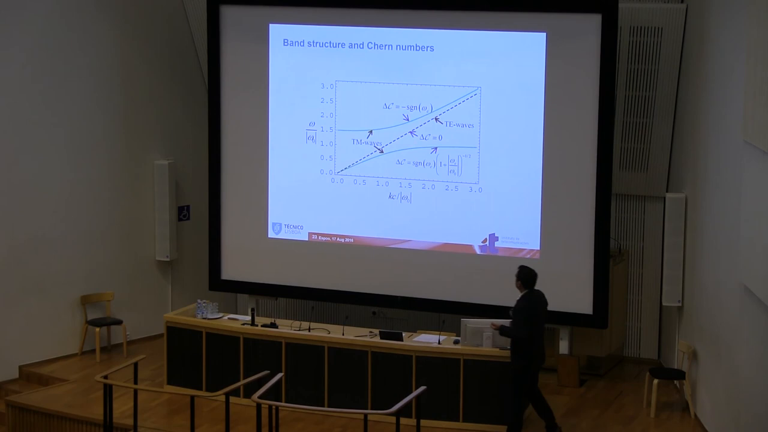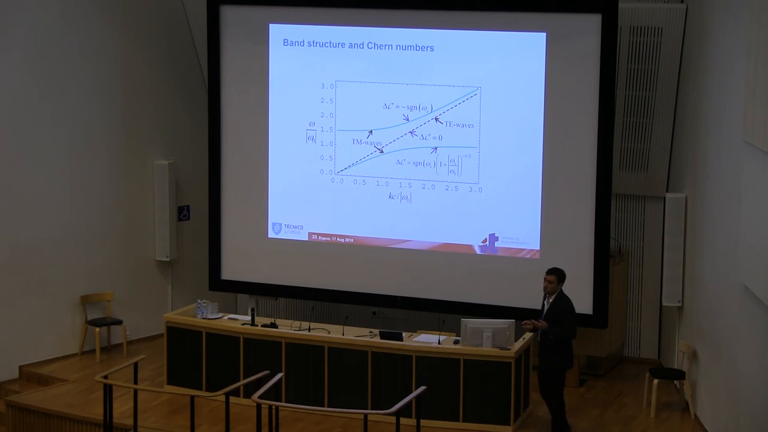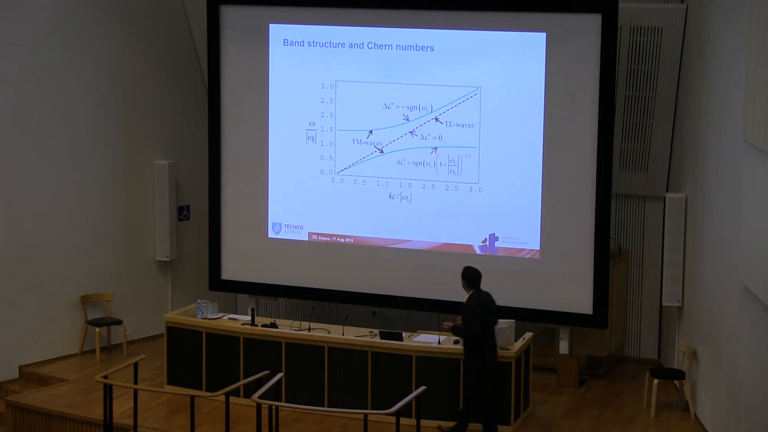So first let's look at TE waves. TE waves, as I mentioned, are not interesting. The dispersion is the light line for this model that I used. And as expected, the Chern number is zero. They don't feel the magnetic field, so the Chern number should be zero. There is nothing interesting here.